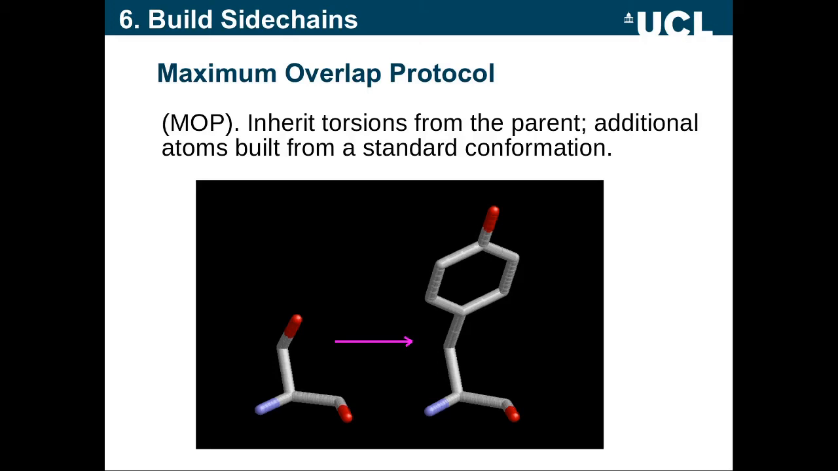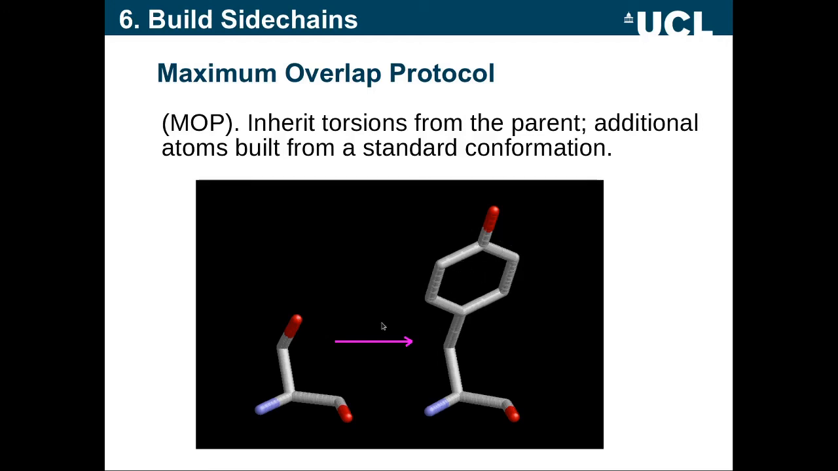So the way that we approach this, the most basic approach, is known as the maximum overlap protocol, or MOP. And essentially what we do there is simply inherit torsion angles from the parent and build any additional atoms using a standard conformation. So in this case, if we were replacing this serine with a tyrosine, we would put this C gamma position where the O gamma was in that serine side chain. And then the rest of the side chain is simply built in a standard conformation.